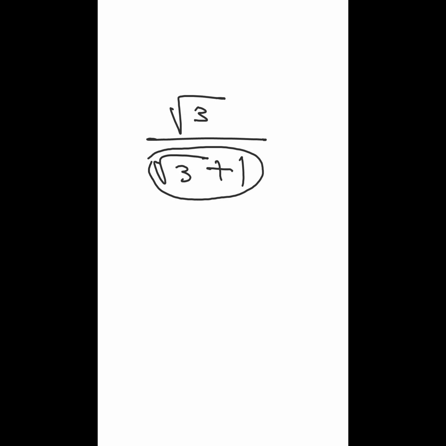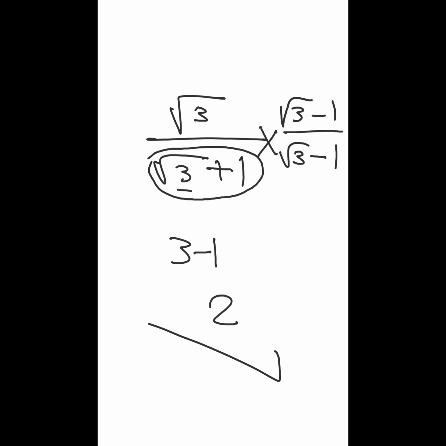It's about the two conjugate numbers. So in this case, I have to multiply it by square root of 3 minus 1 over square root of 3 minus 1. I think Salma is speaking, right? Yes, I remembered. So this one will equal 3 minus 1, so the denominator becomes 2. This is the next lesson. It's about the two conjugate numbers, okay?